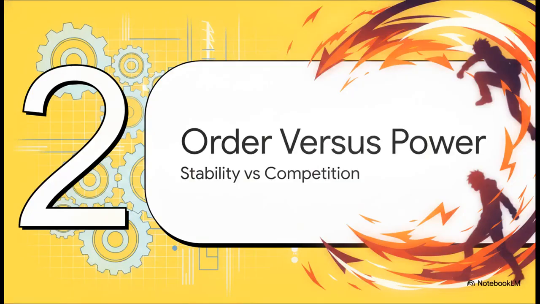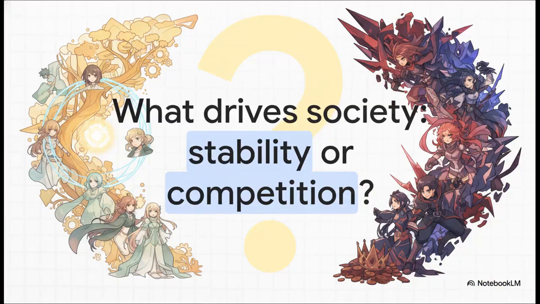Section 2. Order versus power. Okay, so once you actually have these massive, complex societies with formal institutions, how do they function day to day? We have to ask ourselves this critical question. What fundamentally drives a society? Is it a natural drive towards stability, where everyone and everything works together in harmony, or is society inherently driven by competition, where individuals and groups are just constantly vying for an upper hand? Honestly, how you answer this specific question completely determines which sociological lens you're looking through.